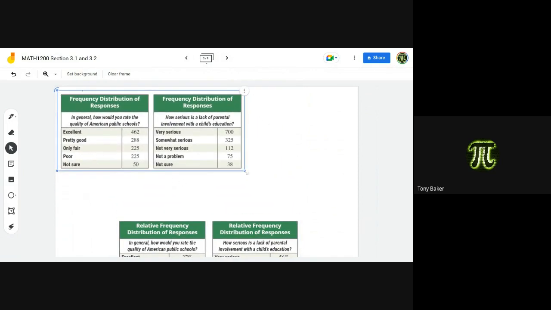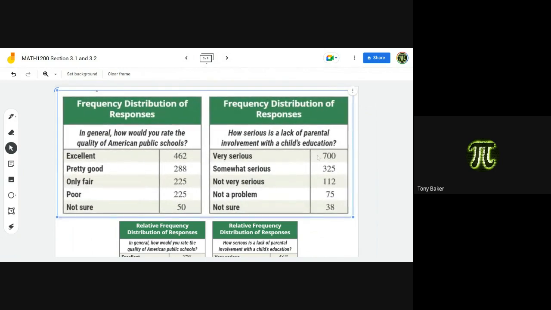If we look at this one, these were 2 questions. If I remember right, this survey was done asking about education. And these were the first 2 questions they asked. They asked 1,250 people, and it says, in general, how would you rate the quality of American public schools? And that was the frequency distribution. They gave excellent, pretty good, only fair, poor, or not sure.